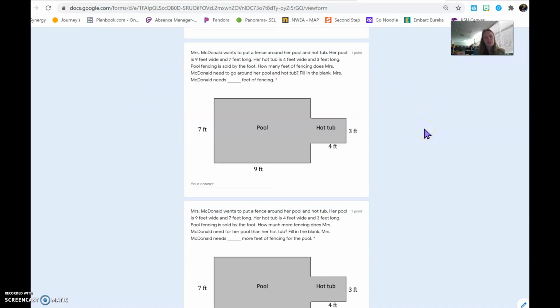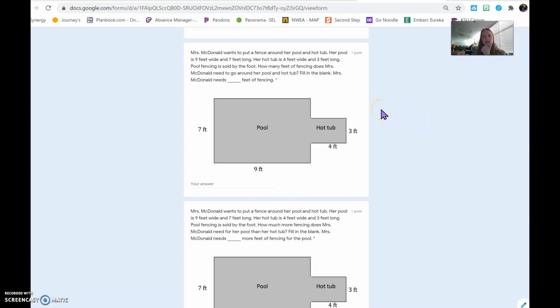Mrs. McDonald wants to put a fence around her pool and hot tub. Her pool is 9 feet wide and 7 feet long. Her hot tub is 4 feet wide and 3 feet long. Pool fencing is sold by the foot. How many feet of fencing does Mrs. McDonald need to go around her pool and hot tub? Fill in the blank. Mrs. McDonald needs blank feet of fencing.